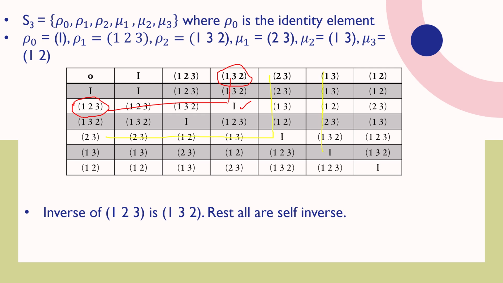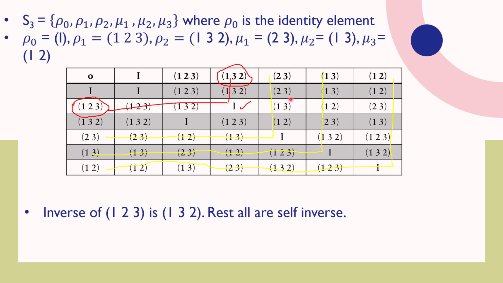Similarly 1 3 with 1 3, and here you have 1 2 with 1 2, right? What does this mean? That these elements are self inverses. So the inverse of 1 3 is 1 3, the inverse of 1 2 is 1 2, the inverse of 2 3 is 2 3. So these cycles are self inverse.